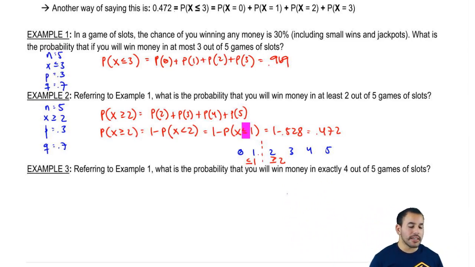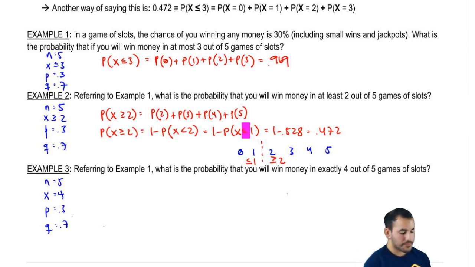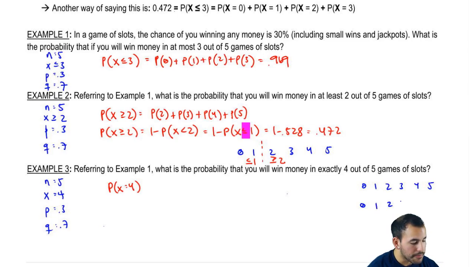What's the probability that you'll win exactly 4 out of 5 games of slots? So n equals 5. X, we want exactly 4 games won, right? Probability of success is still 30%. Probability of failure is still 70%. So, probability that X is exactly 4. Now, this one's a little more complicated to think about. So, 0, 1, 2, 3, 4, 5, right? And then let me do it one more time and I'll show you why.